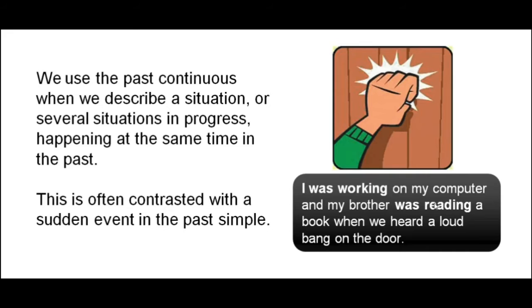I was working on my computer and my brother was reading a book when we heard a loud bang on the door. Now, we use the past continuous tense in this sentence to describe the two things that were happening at the same time when there was a loud bang on the door. I was working and my brother was reading a book.